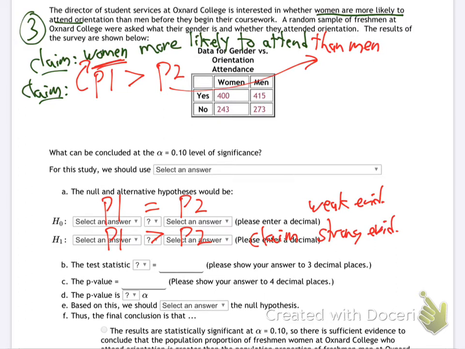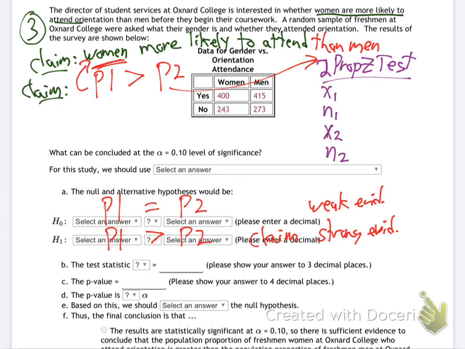All right. So now, what are we going to use on this one? We're using a one prop Z test again, huh? So I'll put it over here. Or two, my mistake. Two prop Z test. And then it asks us for X1, N1, X2, N2.